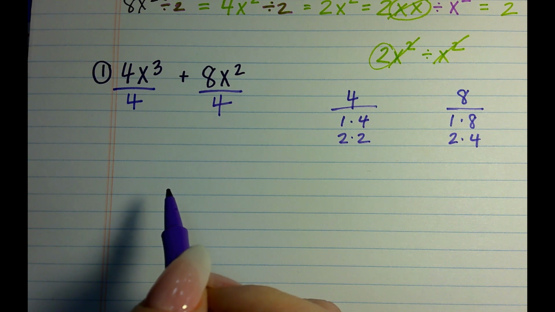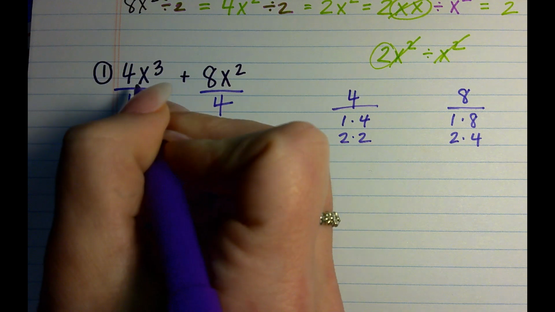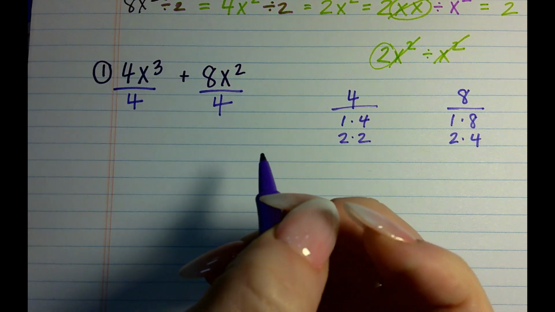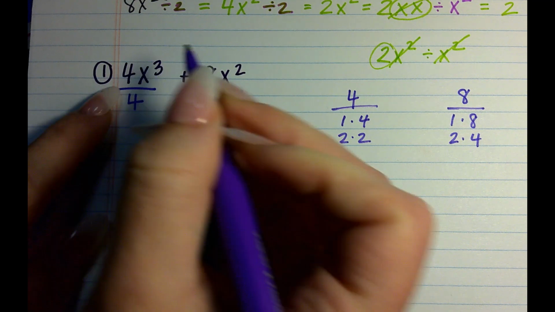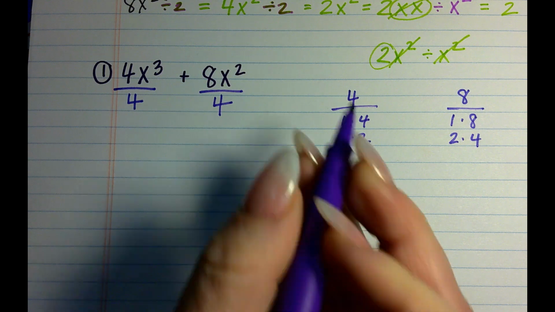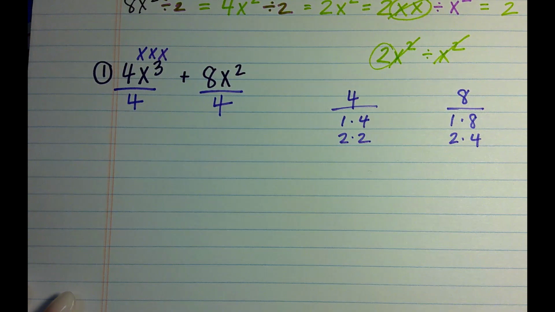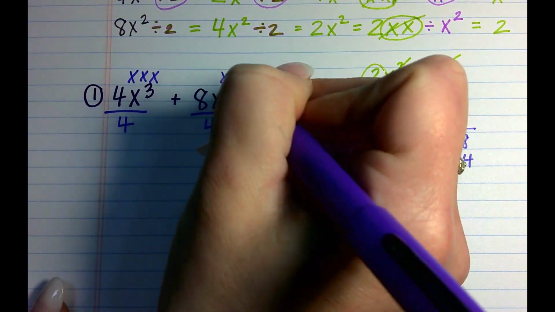Since it's both the X's, I'm going to go down a little bit. I'm going to put some X's above the terms. X to the 3rd power means I have 1, 2, 3 X's. And the 8 X to the second power, we've got 2 X's.